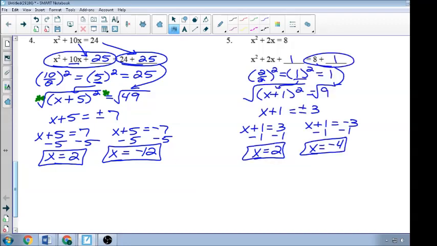That is the completed problem. Check my work against yours and see how you did. If you have any questions or concerns, if you can't figure out any mistakes that you made, make sure you come and see me and we can talk about it. Let's move on to the back.